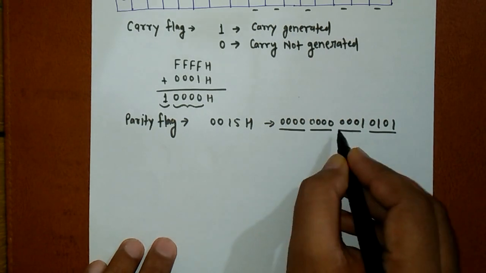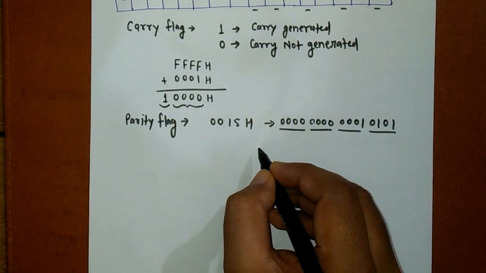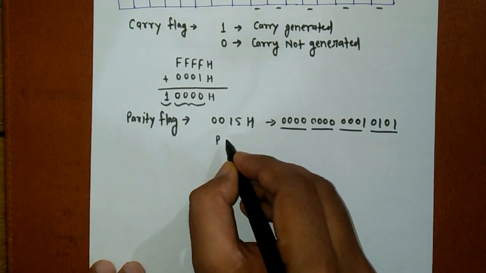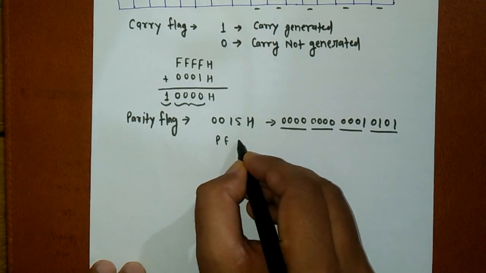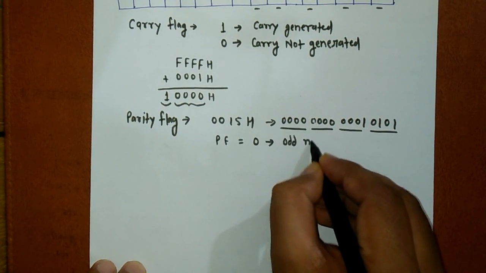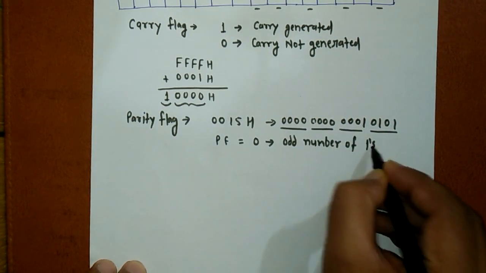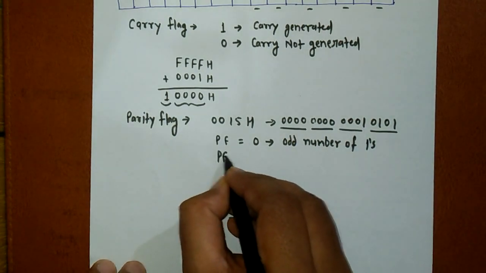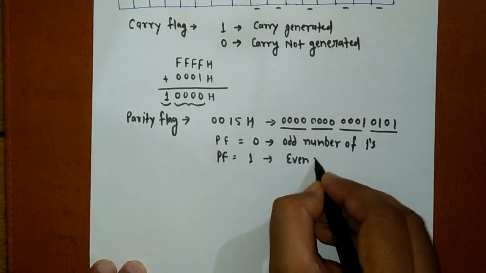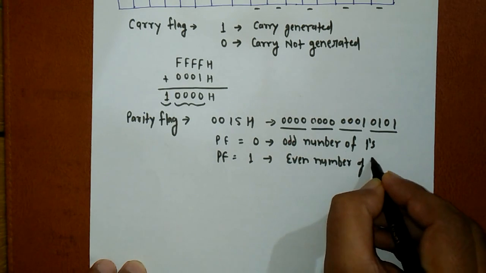If there are an odd number of ones present here, in that case the value of parity flag will be 0, and if the number of ones is even, in that case parity flag will be 1. So PF will be 0 in the case of an odd number of ones, and parity flag will be 1 in the case of an even number of ones present in the accumulator.